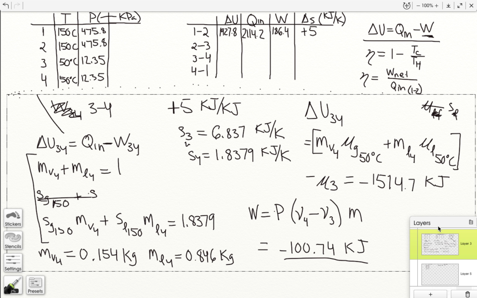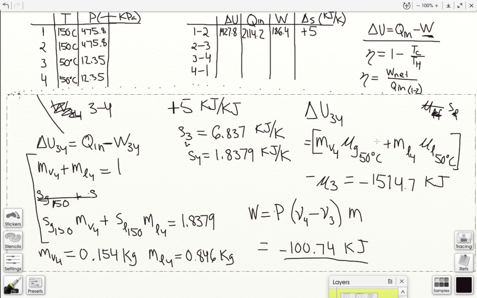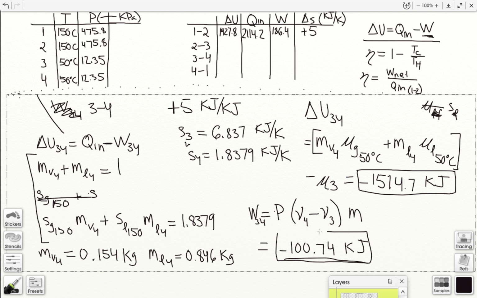So that means that this is from 3 to 4, and this is the change in internal energy from 3 to 4. So that means that the Q is negative 1413.96 kilojoules using this relationship. And this makes sense because in the process from 3 to 4, we have a negative sign because heat is leaving the system. So that's the process from 3 to 4.